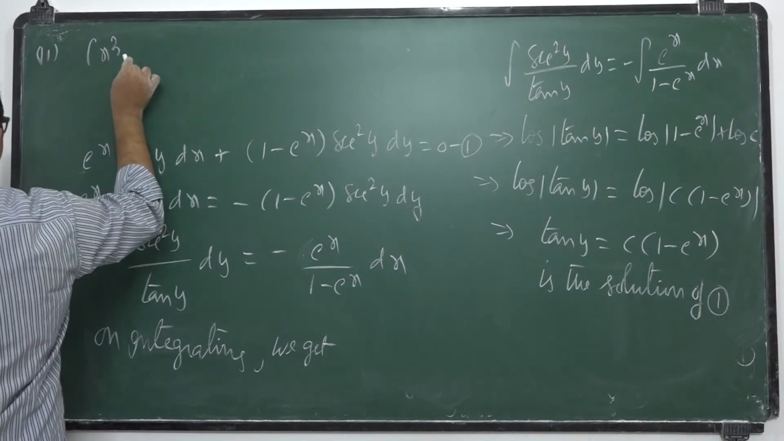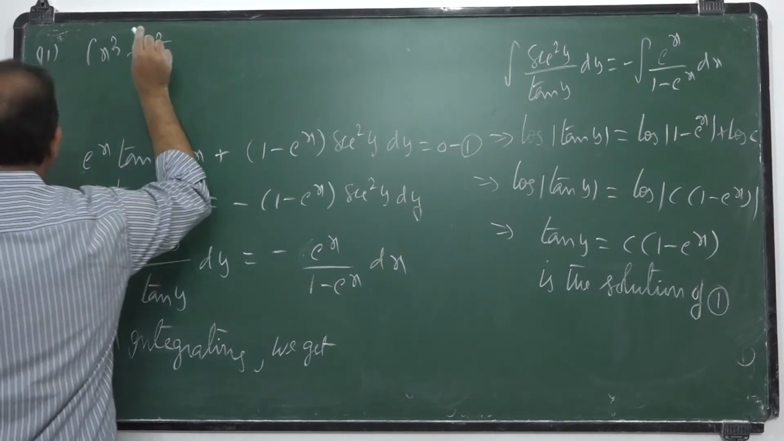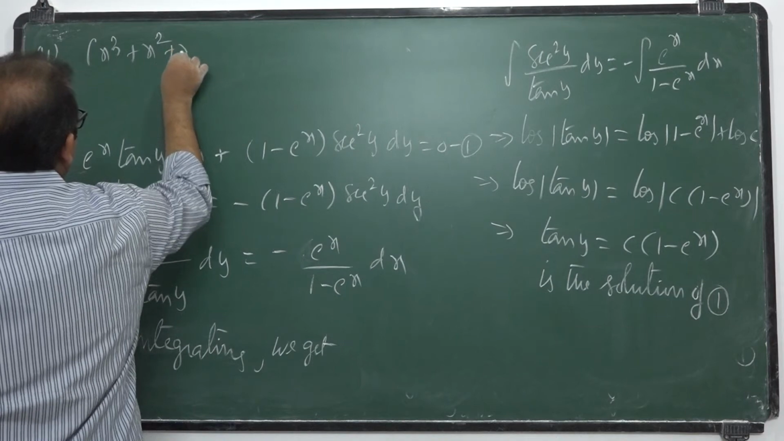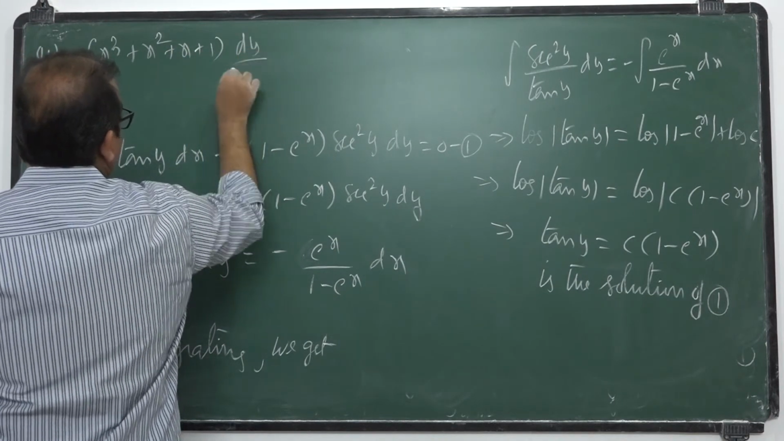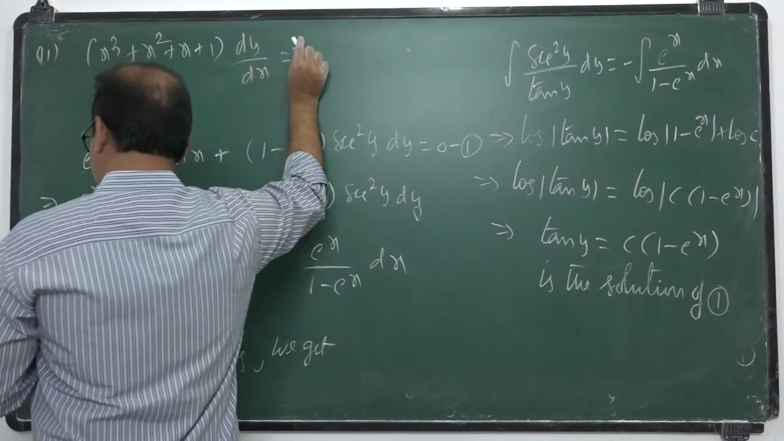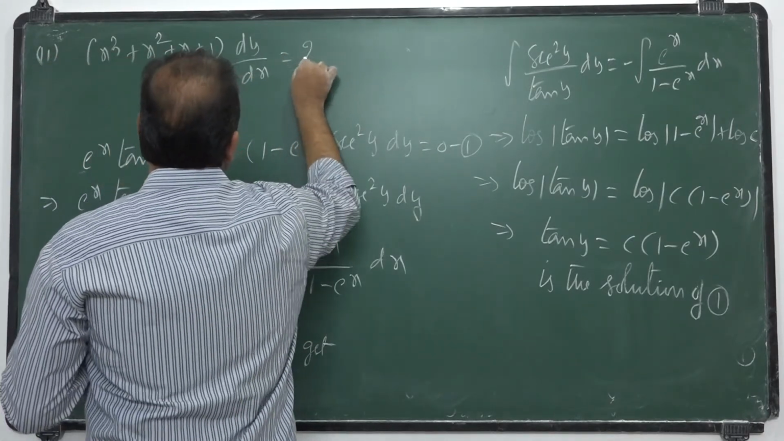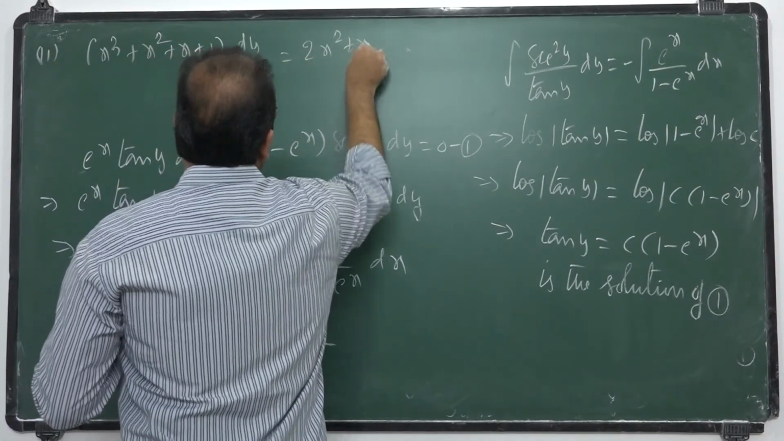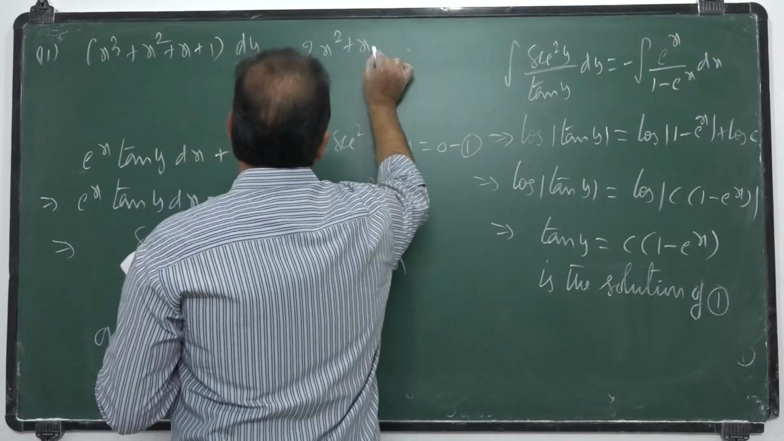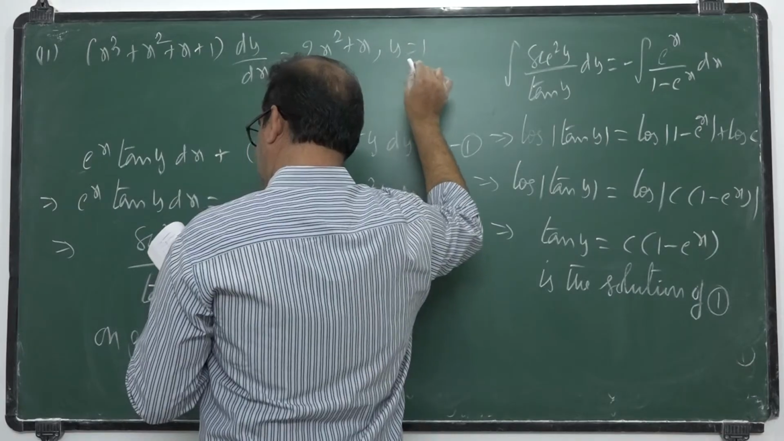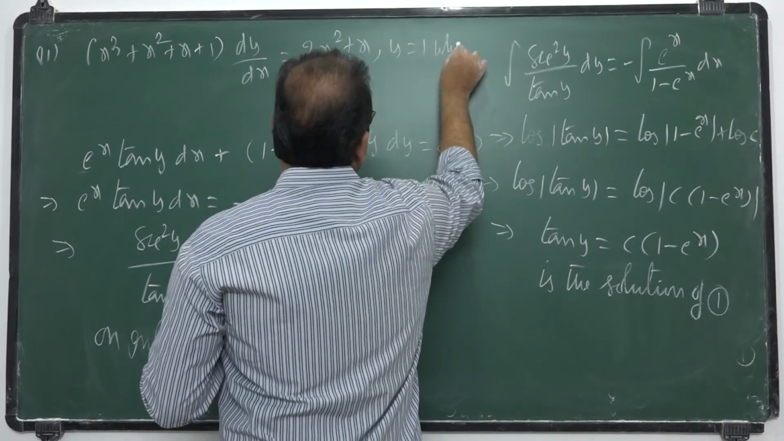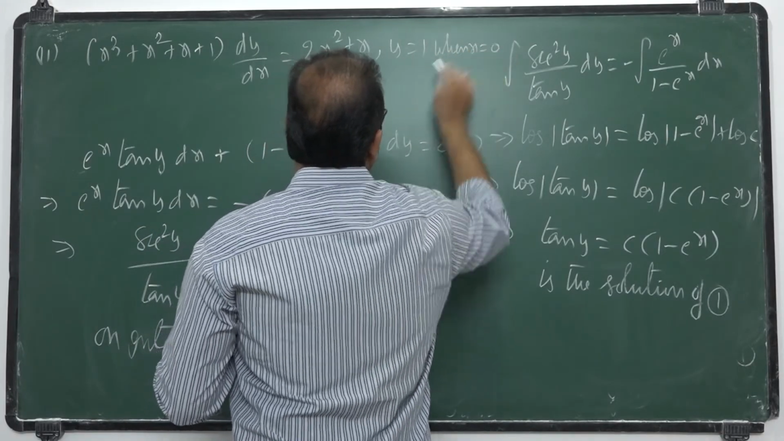x cube plus x square plus x plus 1 into dy by dx is equal to 2x square plus x, y is equal to 1 when x is equal to 0.